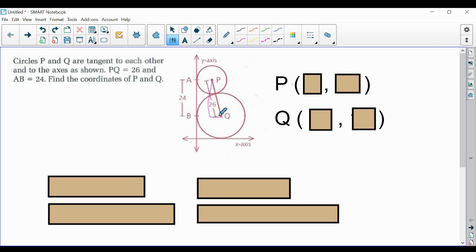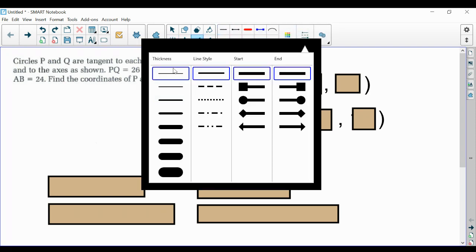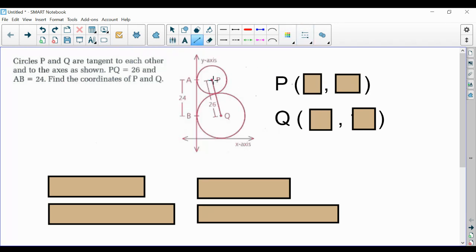I'm going to draw that in there. Actually, I think I'm going to use the line tool because those lines are not very straight at all. Okay, so that's 24 and that's 10. So what does this 10 down here actually represent? Well, it's part of the radius of Q, but what does it really mean?